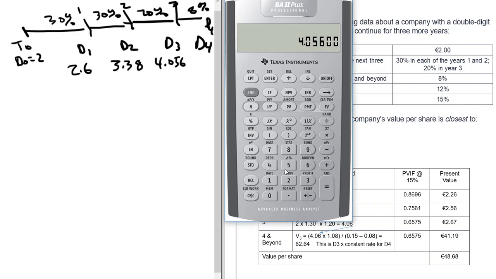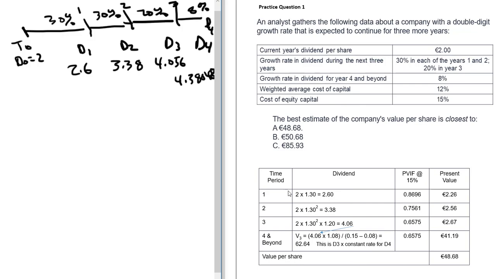After that, it's going to grow at 8%. So we're going to multiply by 1.08, and we've got our D4 of 4.38048. Okay, just squeeze that in. So let's just check down here. Oh, this is a solution. D1 is 2.60, D2 3.38, and D3 4.056. And for D4, you can see it's 4.056 times 1.08.